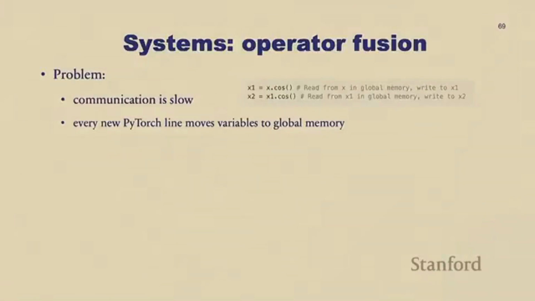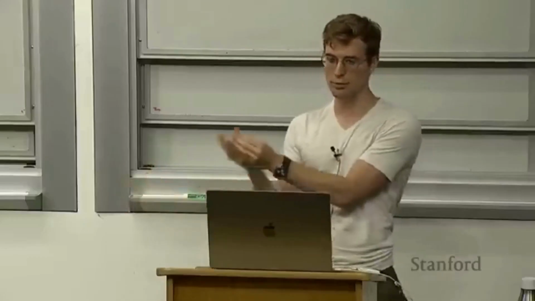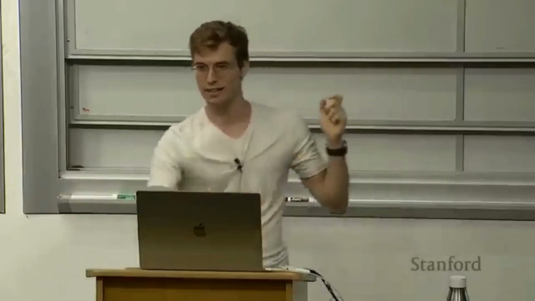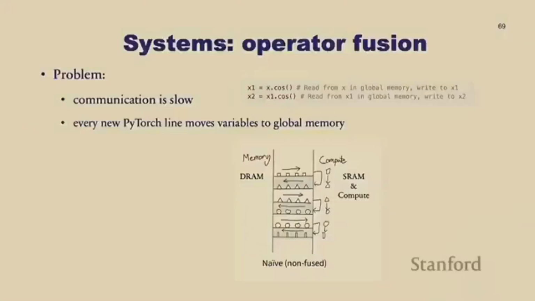So when you have something like x1 = x.cos() and then you do x2 = x1.cos(), what is happening behind the scenes is that you take the x, which is data, you ship it to the actual processors of your GPU, you apply the cosine, you ship it back to the main memory of your GPU, and then you see the next line, you ship it back to the GPU processor, you apply another cosine, and you ship it back again. Another way to see that is that you go from your DRAM, which is the global memory in your GPU, and you ship it to compute, and you ship it back for every line. This is a naive way of doing it.